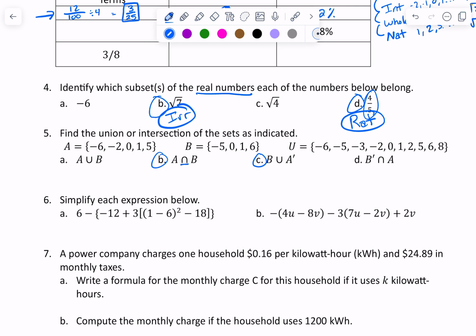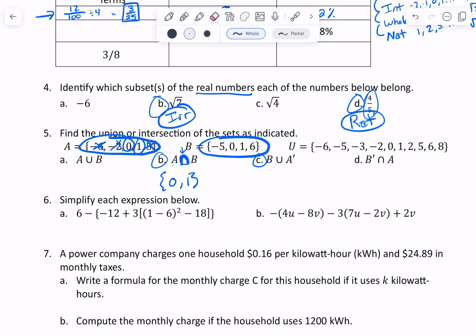So if we're looking at intersection, A intersect B, I'm looking at this set right here and where this set intersect, where they overlap. You intersect at the top of a hill, and that's what we have here, right? Intersection, where do they overlap? Well, they don't have -6 in common. They don't have -2 in common. They do have 0 in common. They do have 1 in common, and they do not have 5 in common. So those are the only ones, 0 and 1. That is the intersection. That's where they overlap. Okay. Now let's talk union on the next one.